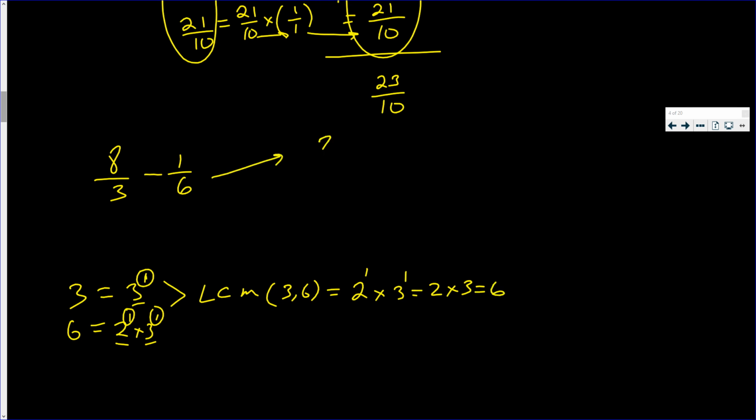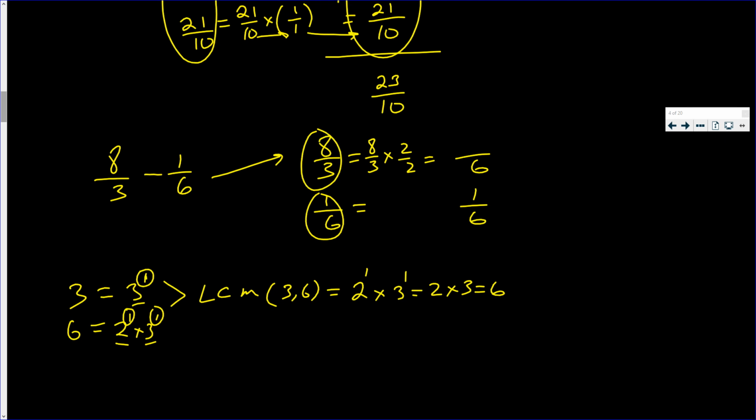So I want to write 8 over 3 with the 6 on the bottom, and I want to write 1 over 6 with a 6 on the bottom. Well, this one, I want it to be a no-brainer. It's 1 out of 6. Well, here, if you multiply by 1, that's 2 over 2, you will have changed the way this looks. Because now it's going to look like 8 times 2 over 3 times 2. Why did I put the 1 this way? Because 3 times 2 gave me 6.